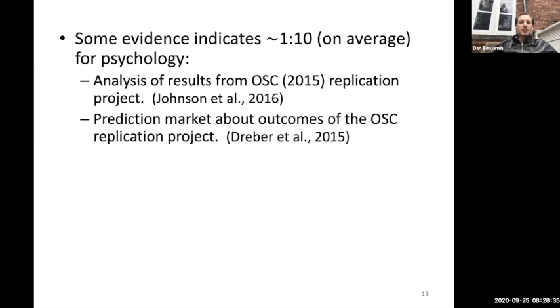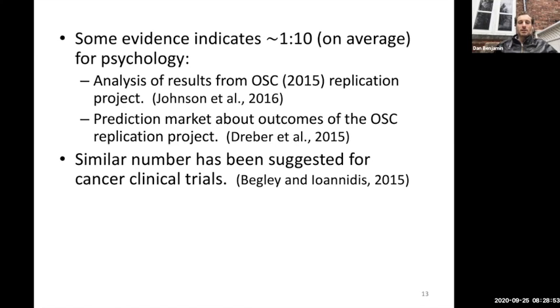There was another analysis that also gave 1 in 10 as an estimate, and that was from a study that used prediction markets and basically had experts bet on the likelihood of replicating some of the earlier results. So there's some convergent evidence that 1 in 10 is not bad, at least for social psychology that was published up until that time in top journals.